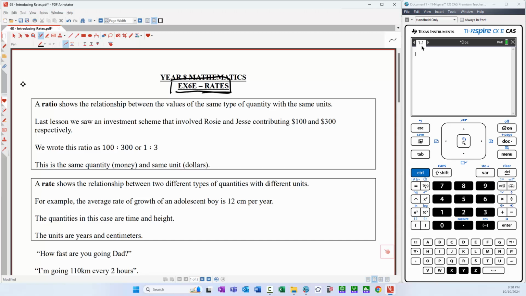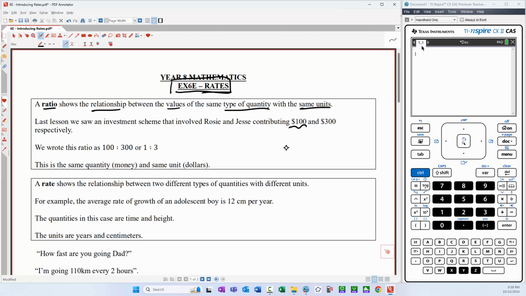We've been using them over the last couple of periods, but maybe you've forgotten or can't remember exactly the definition, or you never really clicked with the definition in the first place. A ratio shows the relationship between the values of the same type of quantity with the same units. Now what does that mean? Well, remember the scenario where Rosie and Jesse contributed some money to some sort of investment, and they raided their piggy banks, if you remember.